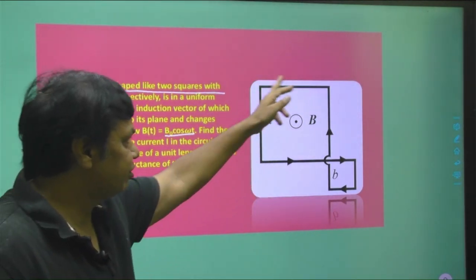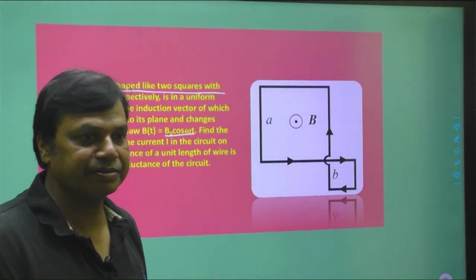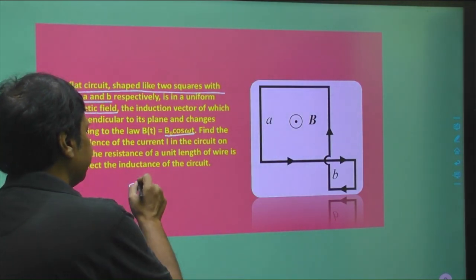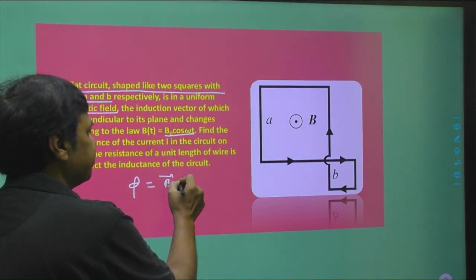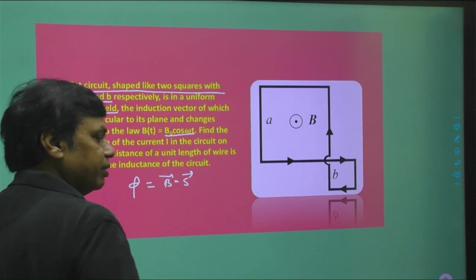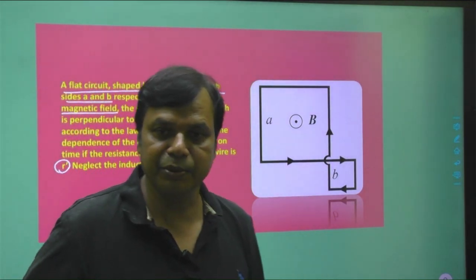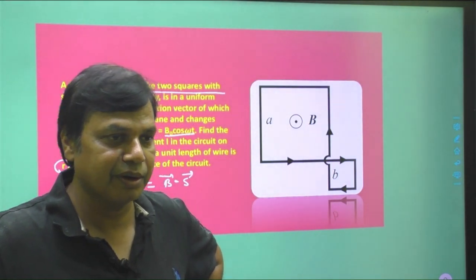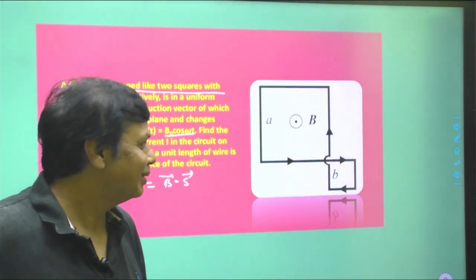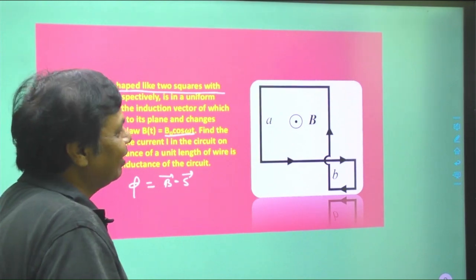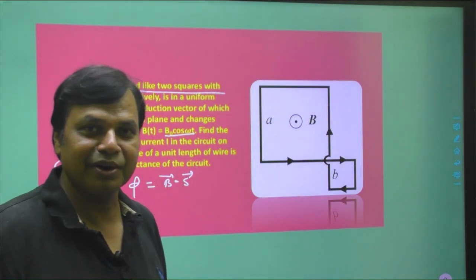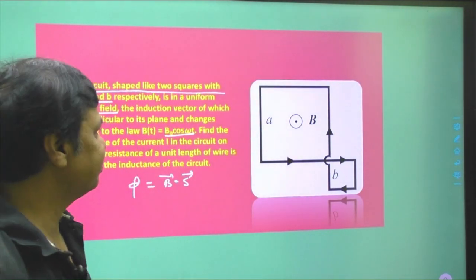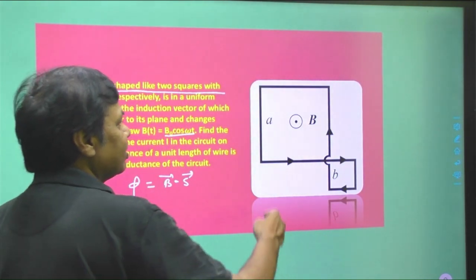What does it mean by making a circuit like this? We all know flux is equal to B dot S, and if you forgot how to find the direction of area vector, I'm going to teach you right now. The direction of the area vector is perpendicular, normal to its plane. That's correct.